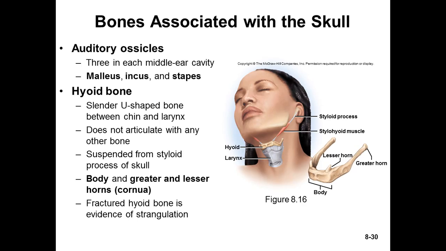The hyoid bone, of course, is a bone associated with the skull. As you can see, it's a little slender-shaped bone. It doesn't attach or articulate with any other bone. This is the bone that's often fractured during strangulation. That's evidence of strangulation, and forensic scientists will examine this particular bone in an autopsy if they suspect someone has been strangled.